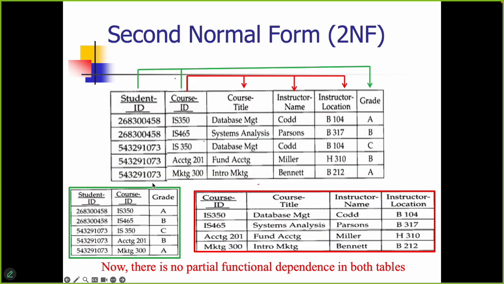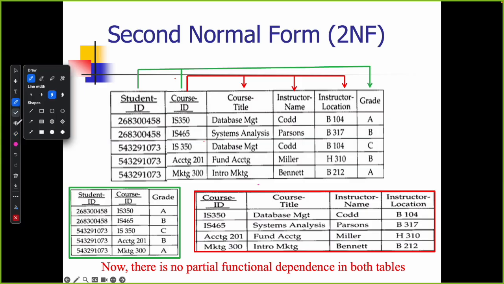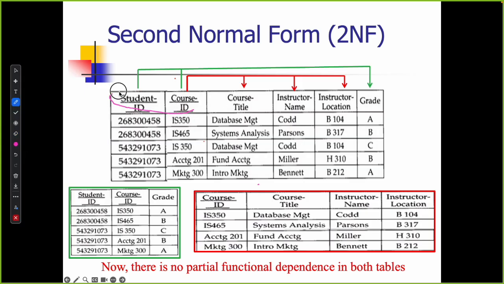So we have the table on the top, which is obviously not in 2NF because we have a composite primary key, which is a student ID and course ID. Right now I'm talking about the table here on the top. So this is your primary key, right? And then we have partial dependency, obviously, between course ID and course title. So this is partial dependency.